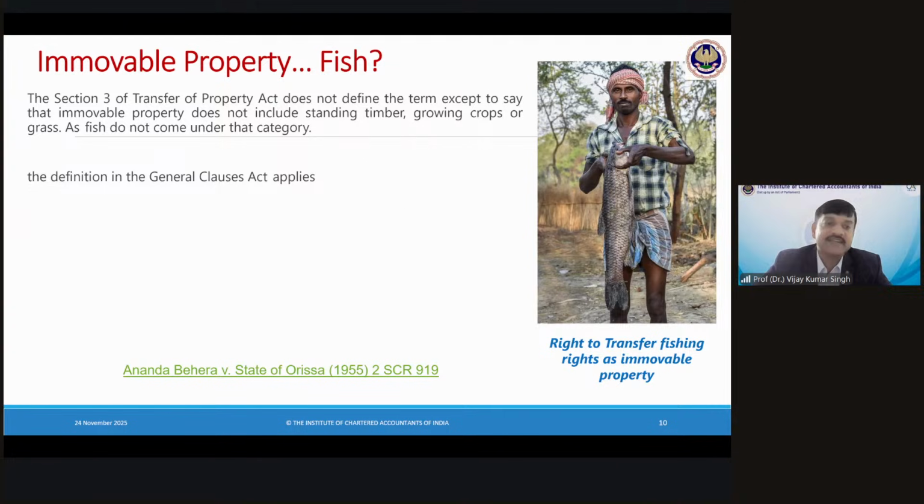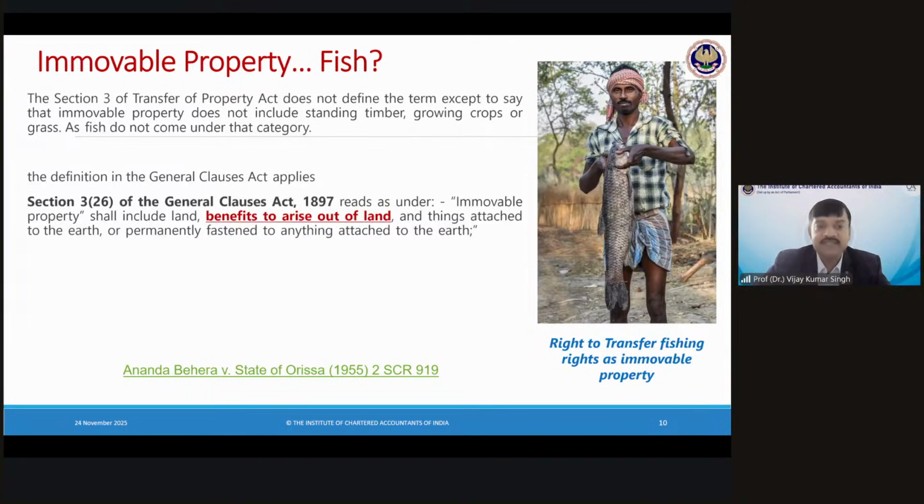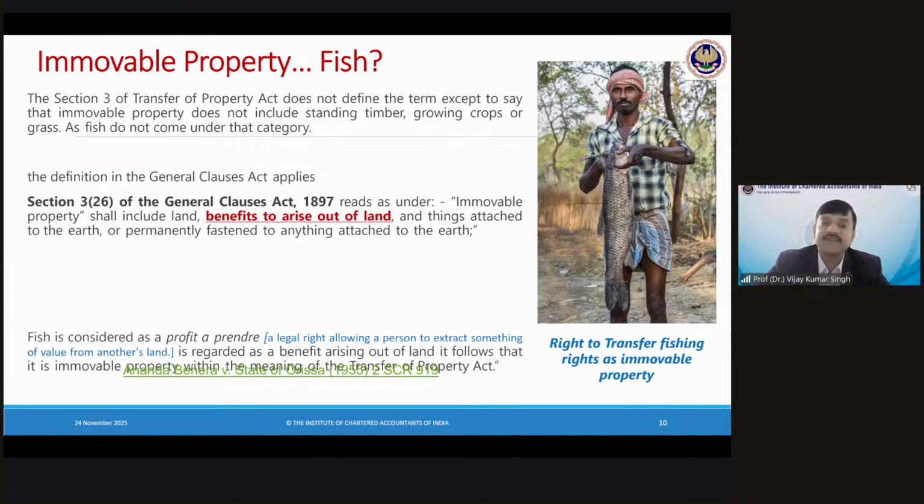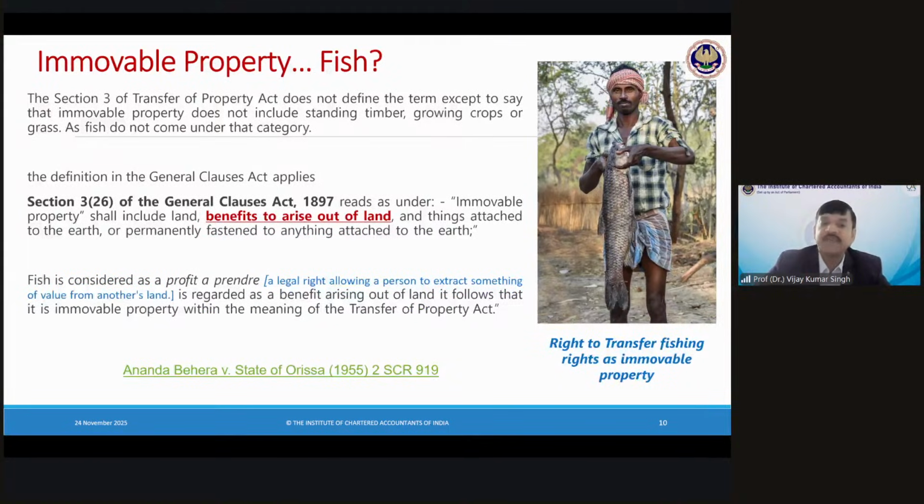And if you look at the General Clauses Act definition, you will find Section 3 subclause 26 of the General Clauses Act 1897 reads as under. It says, immovable property shall include land, benefits to arise out of land, and things attached to the earth or permanently fastened to anything attached to the earth. So this is a very important definition for taxation purposes also and for all other purposes. So here you can see, fish is considered as a profit a prendre. That is a legal right allowing a person to extract something of value from others' land and is regarded as a benefit arising out of the land. It follows that it is an immovable property within the meaning of the Transfer of Property Act.